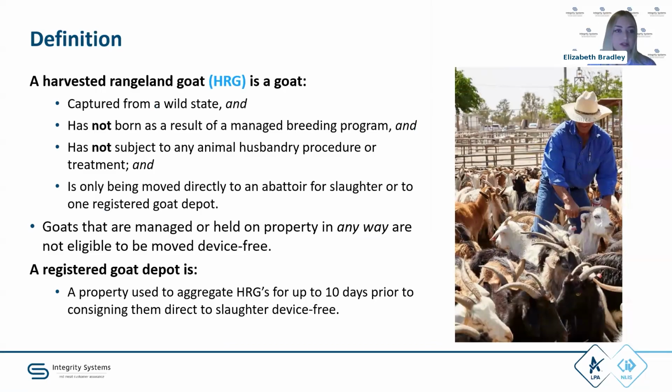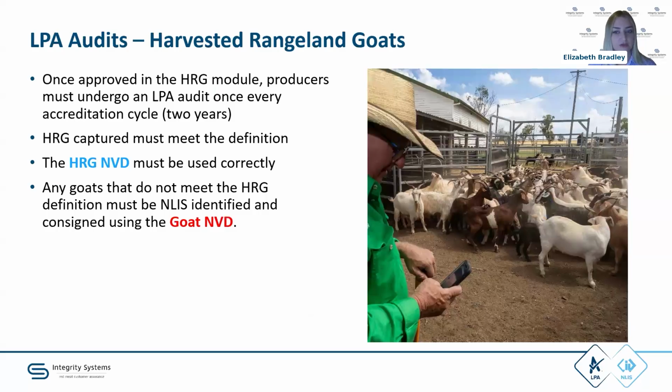Harvested rangeland goats, like I said, are captured from a wild state, can't be managed, can't be bred, no husbandry procedures on them. If any of that happens, they have to be tagged and they're treated as a managed goat. They can only move, like I said, to an abattoir straight for slaughter or to one depot, and then the depots have 10 days to get them to slaughter or tag them. So it's really important and really tight. We do lots of audits on these goat producers to make sure that we're capturing those risks and making sure the right NPDs are being used.